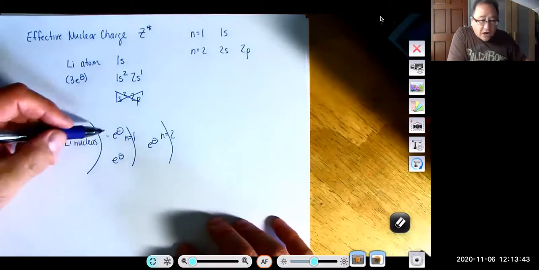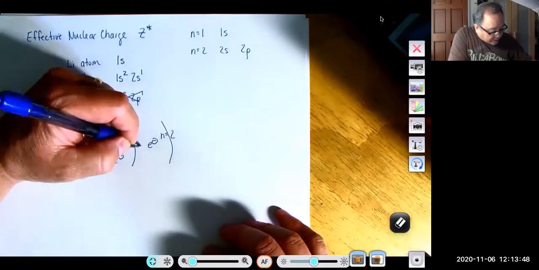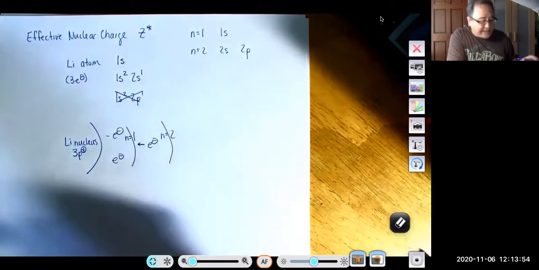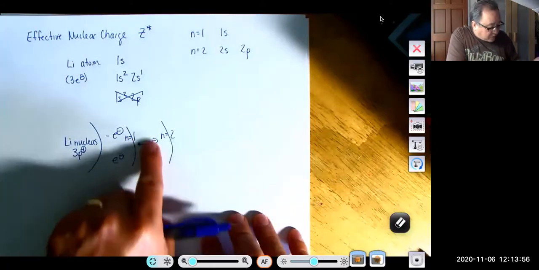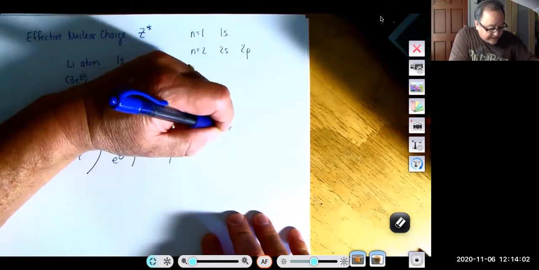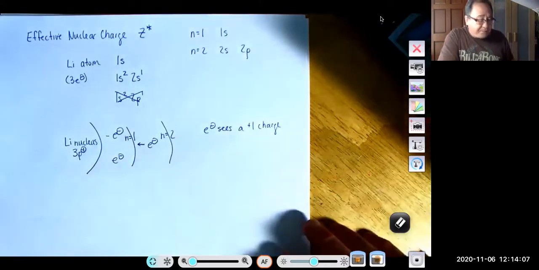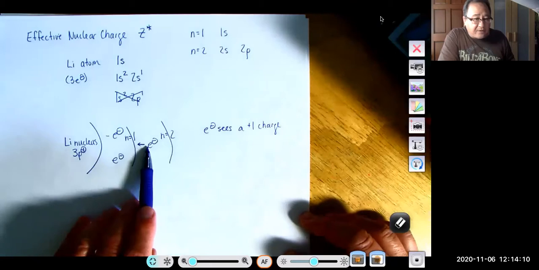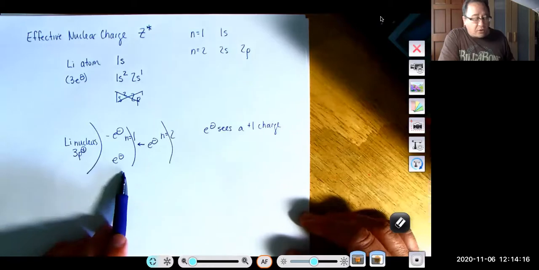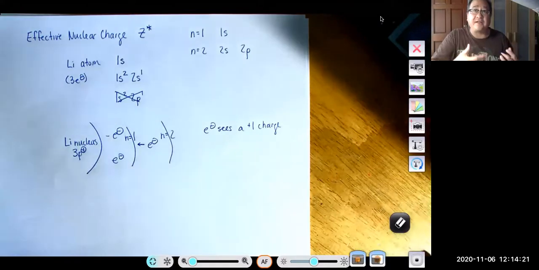But we do know that these are 1s's. Okay, now when this electron looks at the nucleus, which has 3 protons, what does it see? Well, when it's way out here, the electron sees a +1 charge. So you might ask, well, how can that be? Well, this electron is pretty far from the nucleus, and it's pretty far from these electrons. So it can't really see these electrons and these protons individually. It sees the additive effect of all 3.